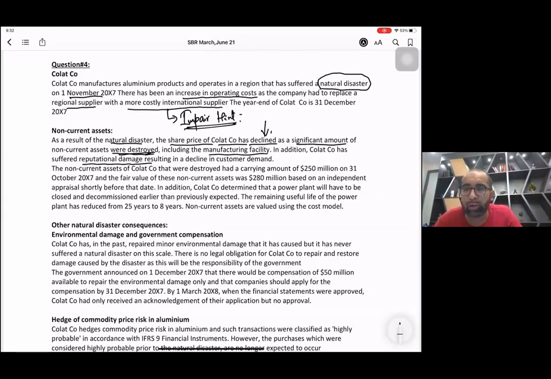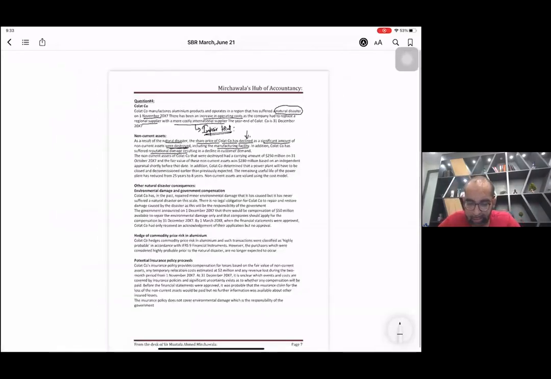So 3-4 hints we got. The increase in operating cost is an impairment hint. The decrease in share price is an impairment hint. The disaster's destruction of the manufacturing facility is an impairment hint. Number four, the reputational damage, is an impairment hint. These 4 points are more than enough. Yes, you need to do impairment testing. Now wait, you did one requirement of this question.